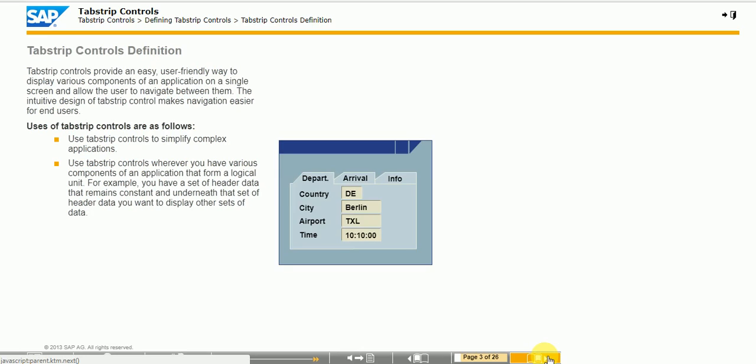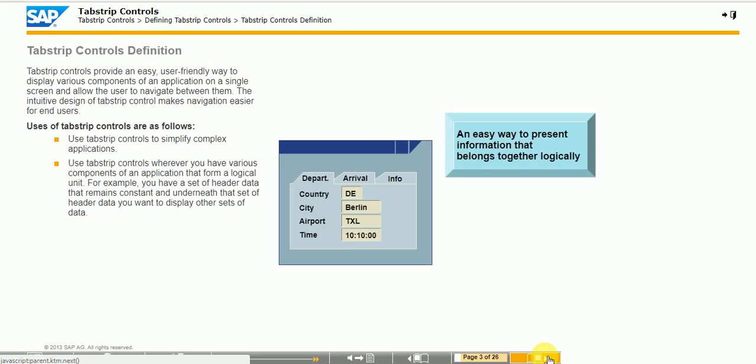You must not use Tabstrip controls in the following circumstances. You need to change the screen environment, menus, push buttons, header data, and so on while processing the application components. The screen surrounding the Tabstrip must remain constant. The components need to be processed in a certain order.